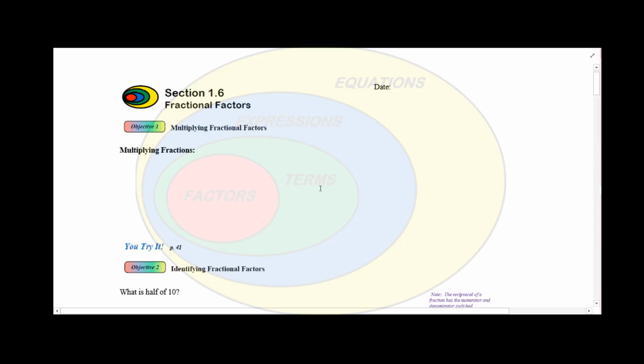1.6 is all about fractions, and we want to make sure we understand everything in terms of composition. This is going to be a little different than starting out with what's a fraction and so on. There are a couple of things with this.